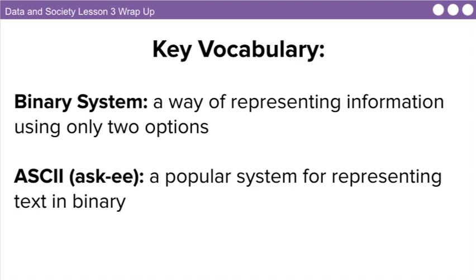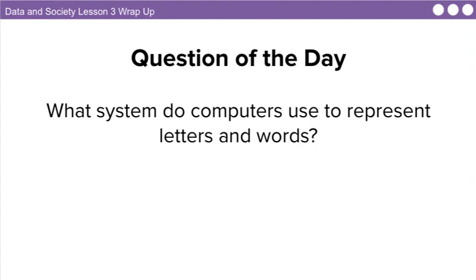So we saw bits of information represented in many ways today, like dogs or cats, or apples and bananas. These are all equally valid ways of representing ons and offs. Going forward, we will use ones and zeros, but this just means on and off. So our question of the day, what system do computers use to represent letters and words? And the answer to that is ASCII, or binary systems.